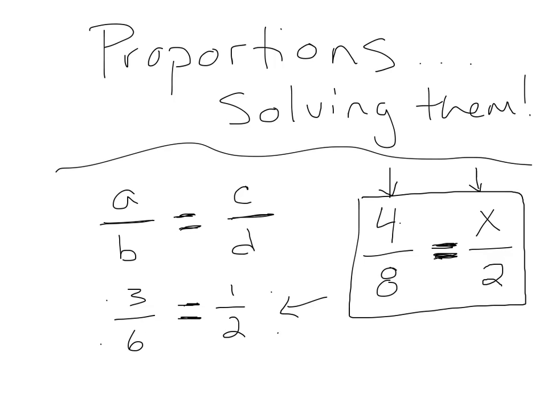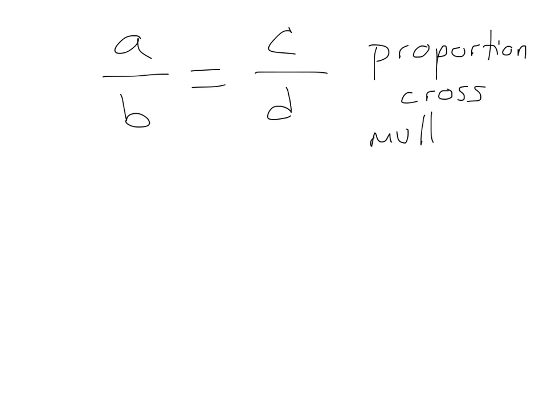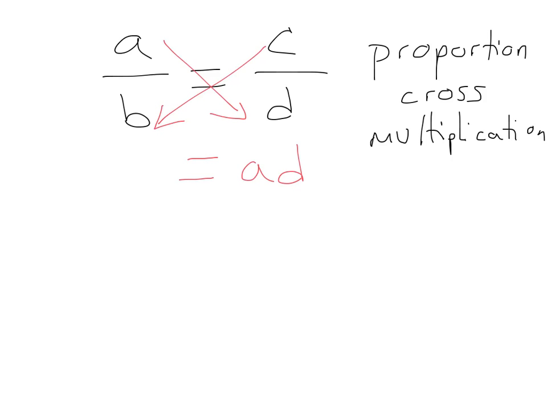Here's the shortcut to solving any proportion. Here we go. If you have an equivalent statement between two ratios, a proportion, you can solve a proportion by cross multiplication. And that looks like this. A times D must be equal to B times C. It's that simple.